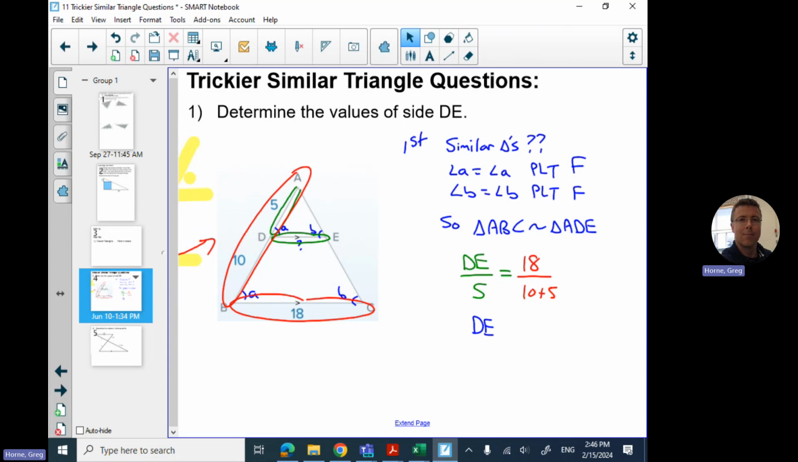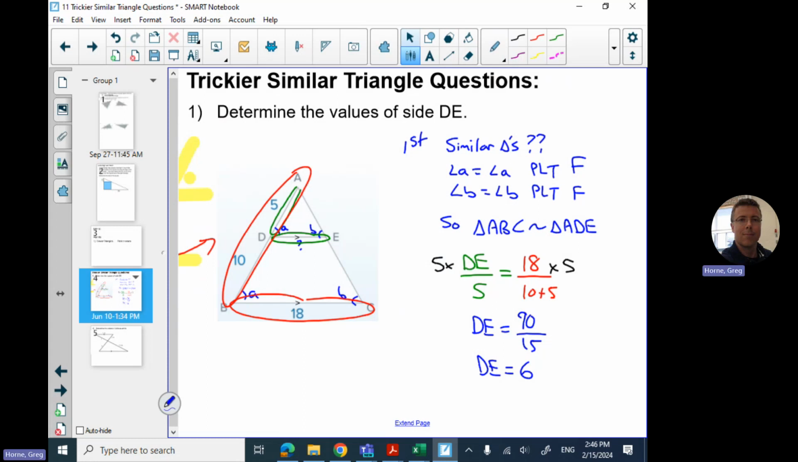And so we have that. I can just multiply both sides by 5. We end up with 18 times 5, which is 90, divided by 15. So 90 divided by 15 is 6. That would have been doable too, since 15 goes into 30 twice, so into 90, 3 times twice, so 6. So DE equals 6. That's the side length, and we're done.